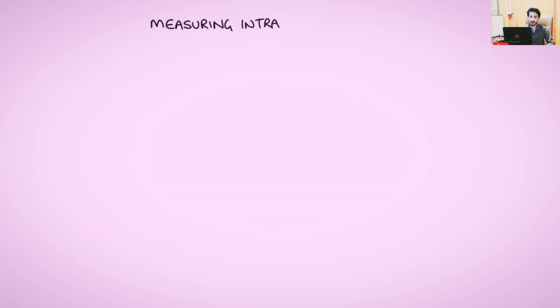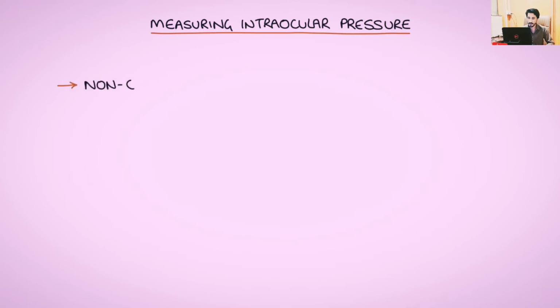So how can we measure intraocular pressure? Well, there's two main ways we can measure the intraocular pressure. The first is something called non-contact tonometry, and this is commonly used with a machine to estimate the intraocular pressure when you go to an optician's.